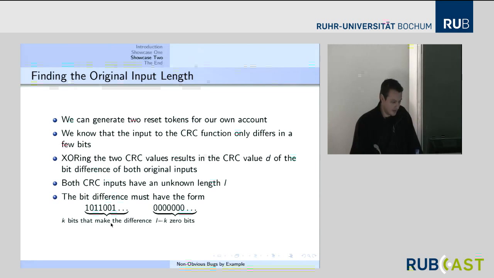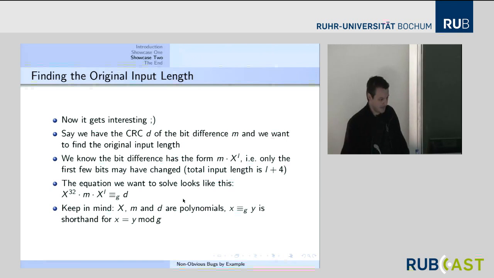And then again, the bit difference starts with some non-zero bits and has a large amount of 0 bits at the end, because only the first few bytes can change over time. So the format of the bit difference of the CRC inputs is something like this. Okay, so we have the CRC value of the difference, and now we want to find the length of the input.